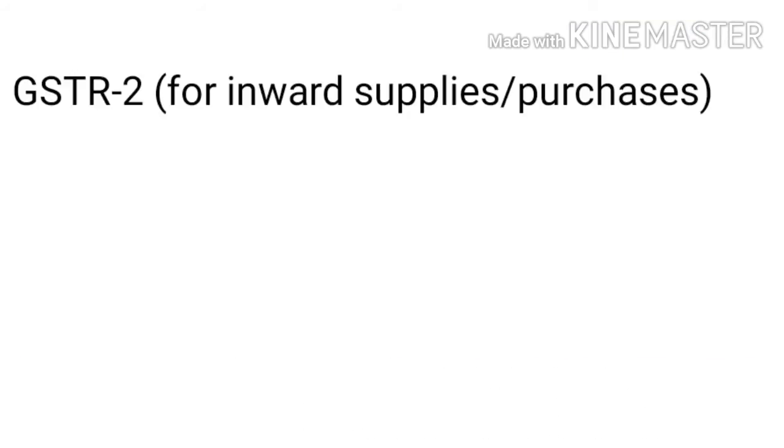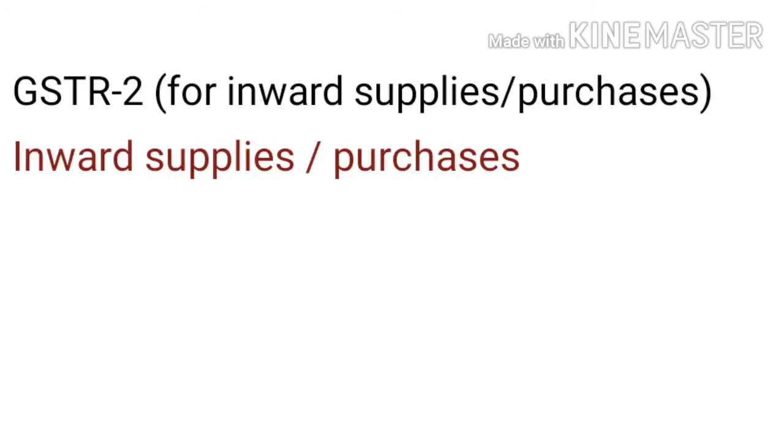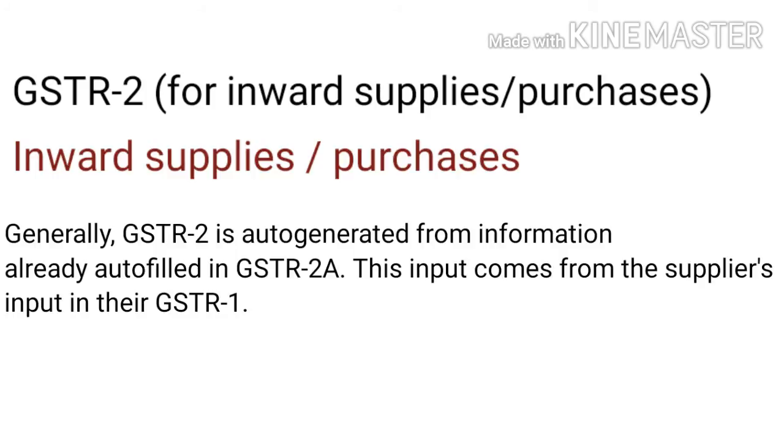GSTR 2 is a return filed for inward supplies, and it contains details with regards to purchases made by the recipient in a particular month. Normally, information for GSTR 2 is automatically populated from GSTR 2A, and GSTR 2A can only be viewed, which means you can't modify it. It's only a read-only document.